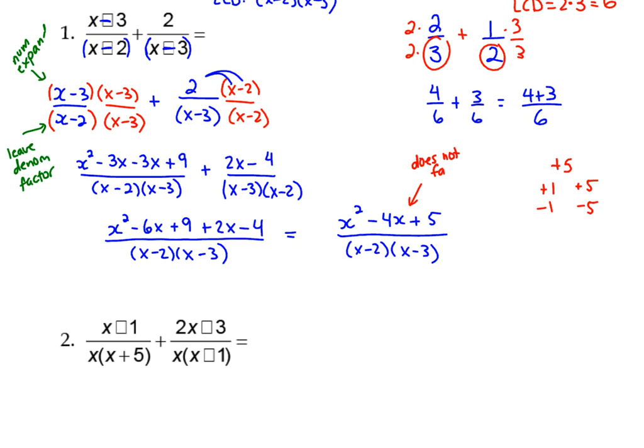We check to see if it does. It doesn't. So we can leave it. And last, state NPVs. x can't be equal to 2 and 3. There's our answer. Okay.